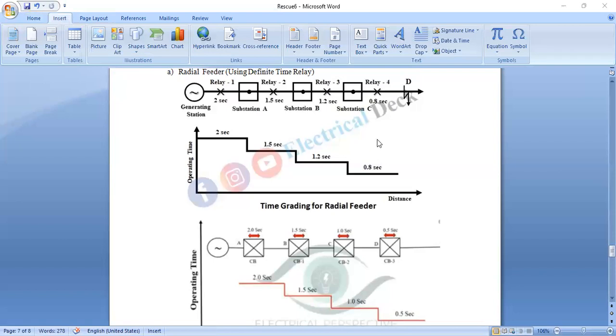Similarly, we can say that the time graded principle is applicable where the impedance Z between the substations is low and the feeder length is also less. In addition to the relay operating time, the circuit breaker operating time should also be considered. In most cases it is necessary to limit the maximum tripping time to 2 seconds.